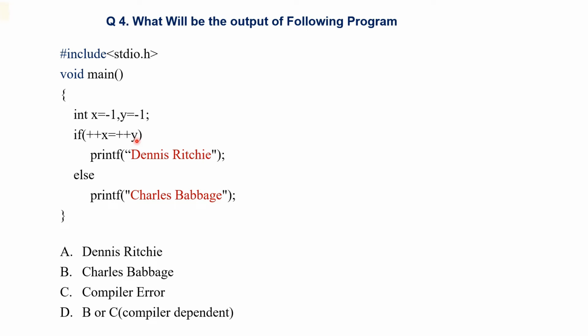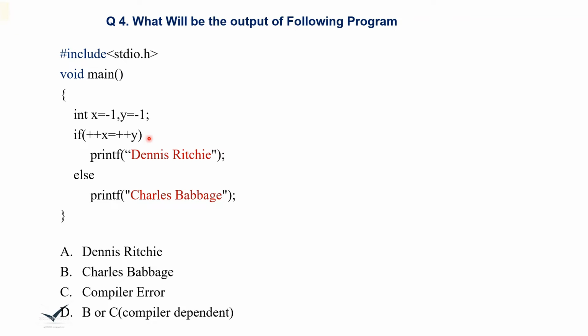So here you must notice that this equal to is the assignment operator and not the relational operator. So therefore, in assignment operator, we know that the left hand side of the assignment operator must be a variable. And here an expression is used, that is ++x. So hence the compiler will generate an error with this program. So here an error will be displayed like L value required.